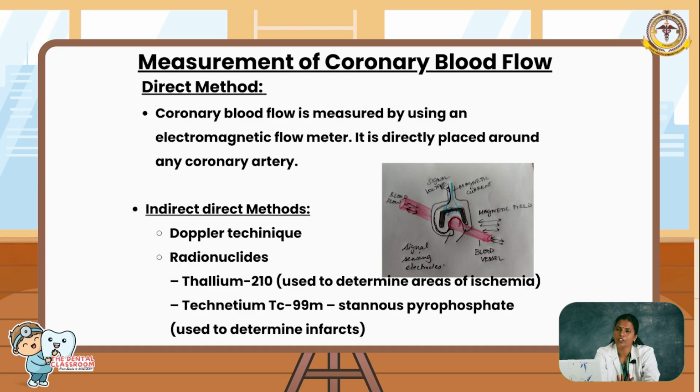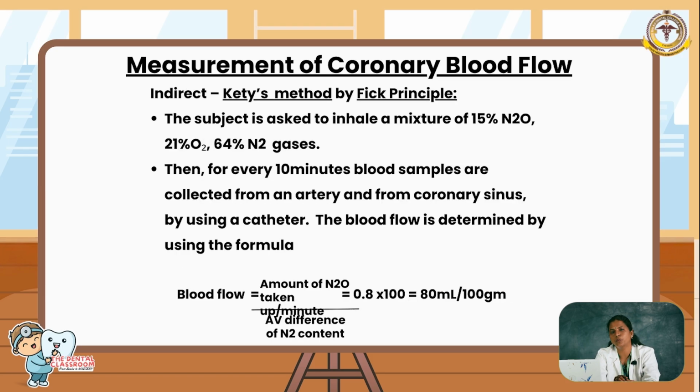For the measurement of the coronary blood flow, you have direct and indirect methods. Direct method uses electromagnetic flow meters. Indirect methods use Dopplers and radionuclides. The indirect method also involves Kety's method. Kety's method acts by means of the Fick principle.